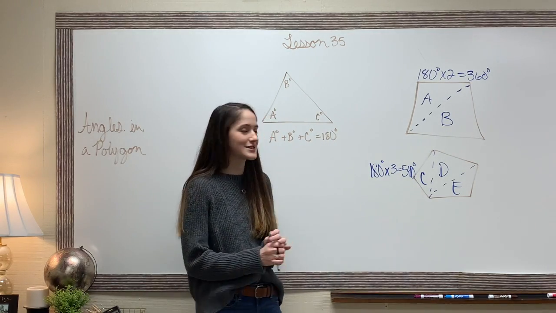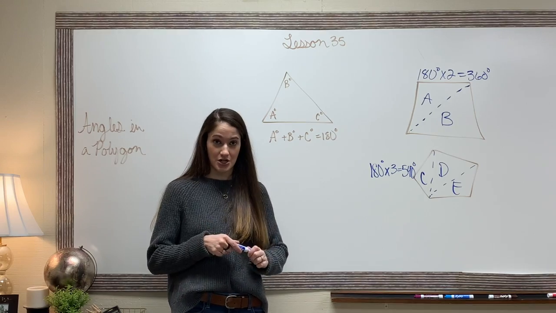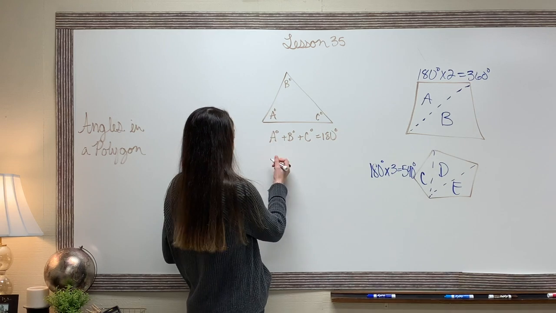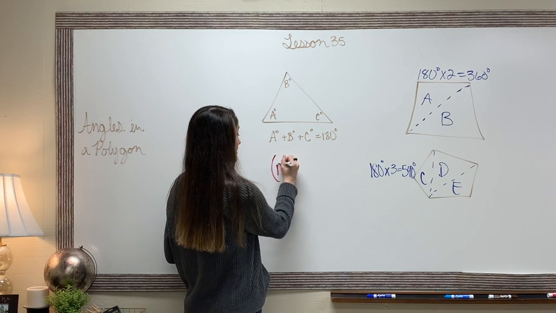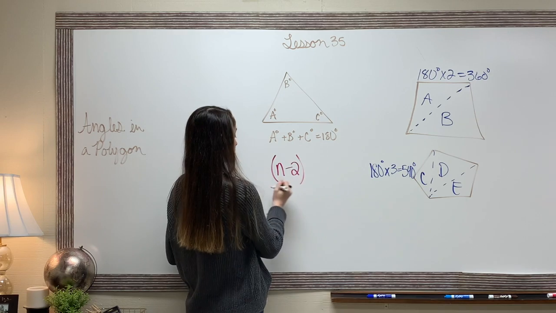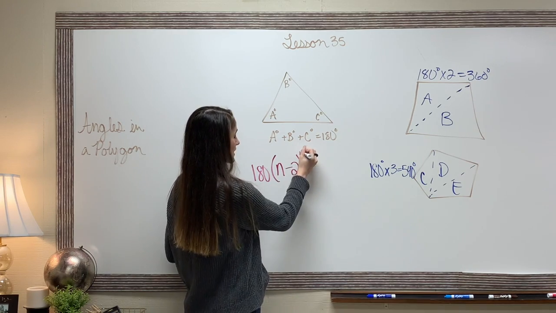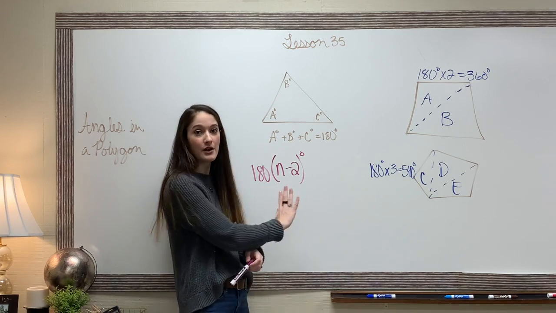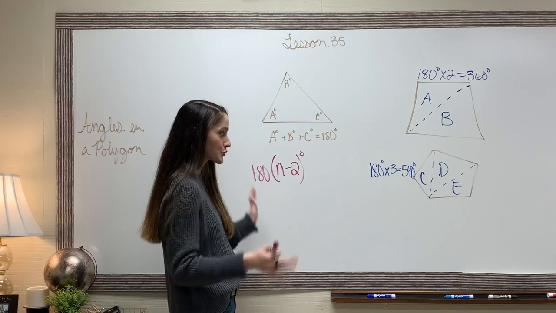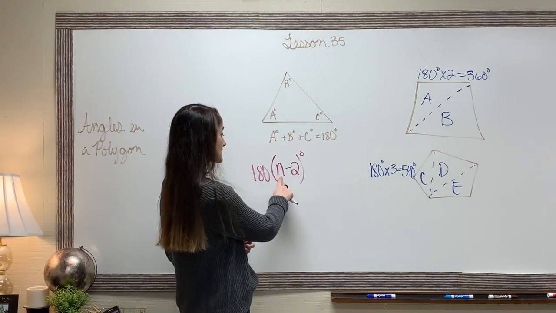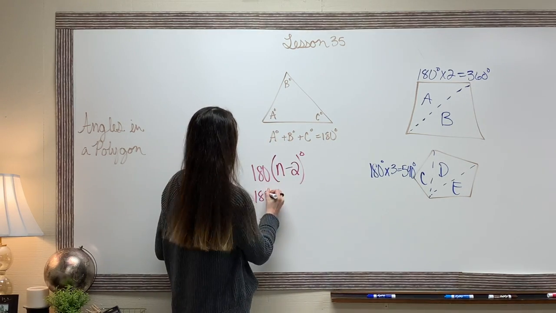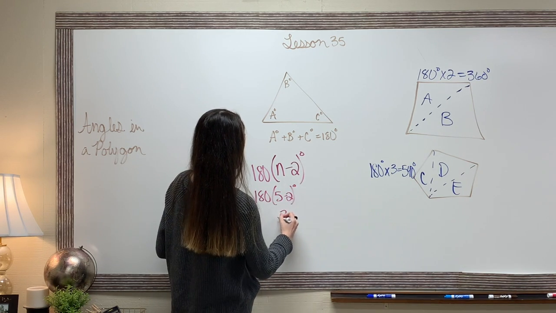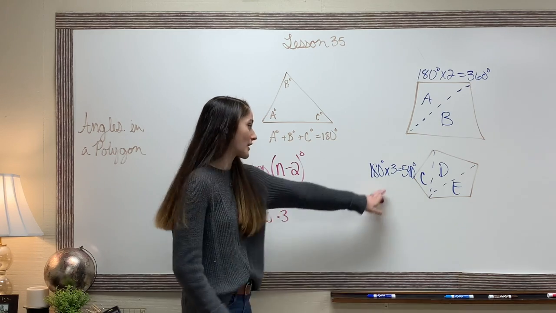To make this simple, so that we're not always having to draw out a shape and find all the diagonals, there is a formula that we can use. It is going to be the number of sides minus 2, times 180 degrees. That's going to be your sum total for whatever polygon you are working with. So just proving it, we had a pentagon. Instead of n, I'm going to put 5. So 180 times 5 minus 2. That's going to be 3 times 180, and then we're back to where we started.